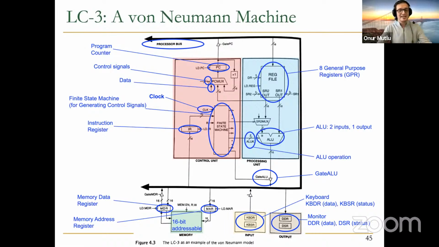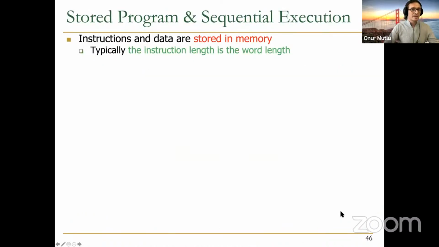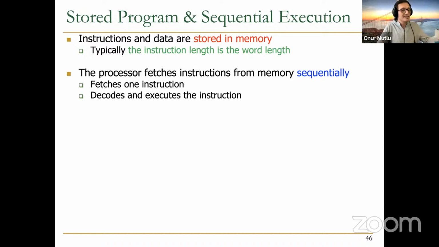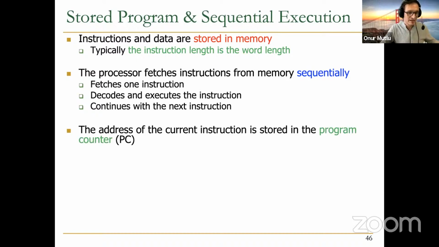Okay, so that was a quick treatment of LC3, a von Neumann machine. And you can see the different von Neumann components of it over here. Now, let's talk a little bit more about how instructions are processed. Basically, stored program and sequential execution are critical to the von Neumann model. Instructions and data are stored in memory. Typically, the instruction length is the word length. Not necessarily, but typically. The processor fetches instructions from memory sequentially. It fetches one instruction at a time, decodes and executes the instruction, and continues with the next instruction. That's the sequential execution. The address of the current instruction is stored in the program counter.